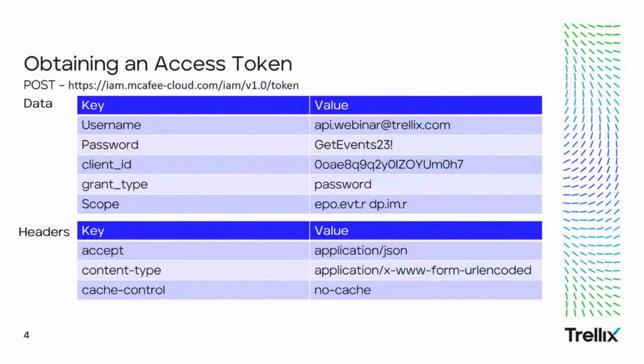The access token is obtained by sending an HTTPS post request to our IAM token system at iam.mcafee-cloud.com. This is a common URL across all tenants and regions that is used for getting a token. Within this request, you'll need to include specific data and header information so that a valid token can be returned. This method of requesting a token requires providing a username and password of an ePO-SaaS user that has been granted proper permissions to read event data from the tenant.